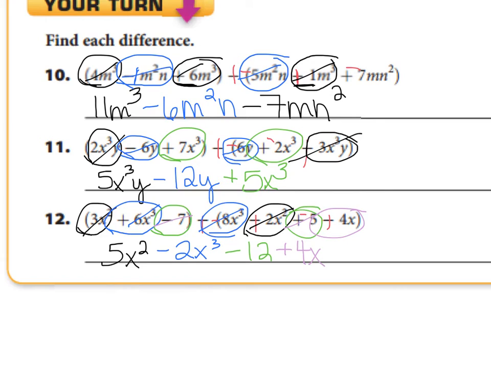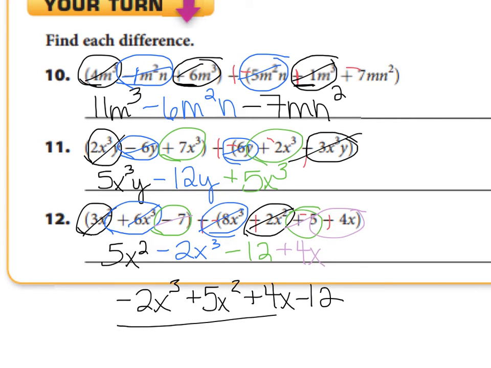You also might have written it with your highest exponent first, which would be the 3. So then it'd be -2x cubed plus 5x squared since it's positive plus 4x minus 12. This is what we call the preferred way to write it. This is in standard form, highest exponent to lowest, but it doesn't tell you to do that, so the first answer is absolutely fine.